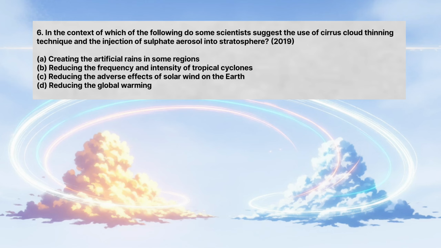Question 6, UPSC Prelims 2019. In the context of which of the following do some scientists suggest the use of cirrus cloud thinning technique and the injection of sulfate aerosol into stratosphere? Option A. Creating artificial rains in some regions. Option B, reducing the frequency and intensity of tropical cyclones. Option C, reducing the adverse effects of solar wind on the Earth. Option D, reducing the global warming. Pause 5 seconds.